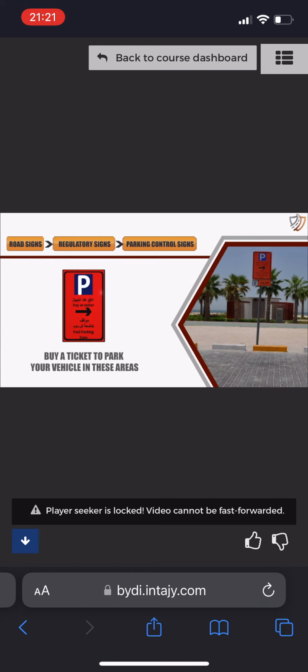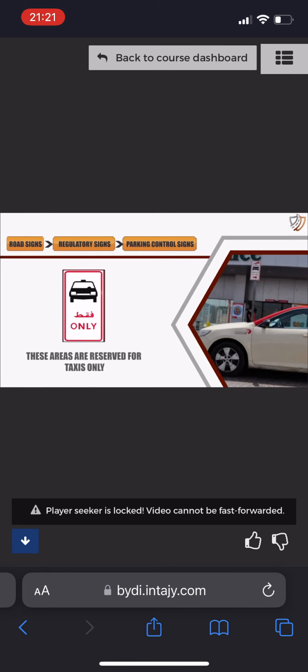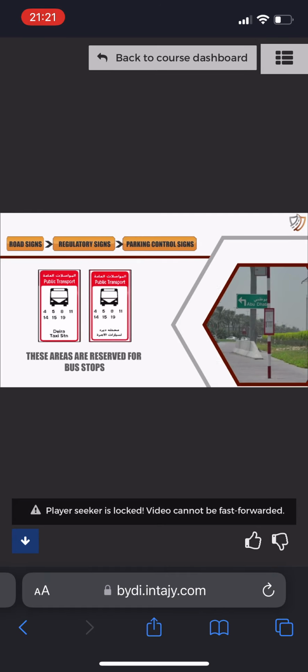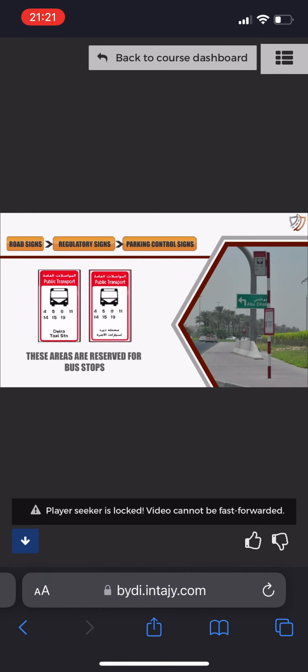Meter parking. This sign indicates that this is a paid parking zone, and arrow indicates that the parking meter is on the right side, where you can buy a ticket to park your vehicle. Parking prohibition. Taxis only. This sign shows that this particular area is reserved for taxi only. You may commonly find these at hotels, shopping malls, airports, and metro stations. Parking prohibition. Bus stops. This sign illustrates that the area is reserved for public transportation buses only.